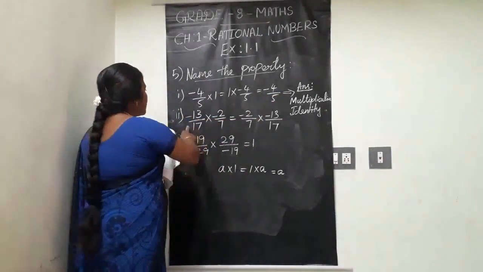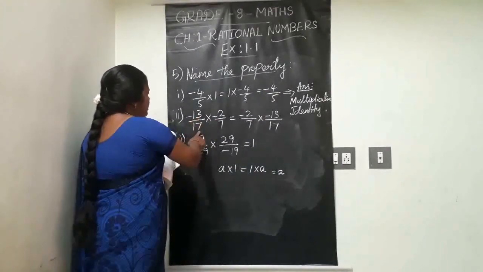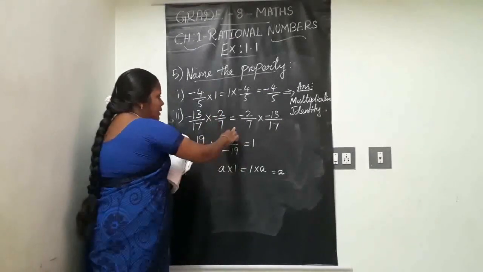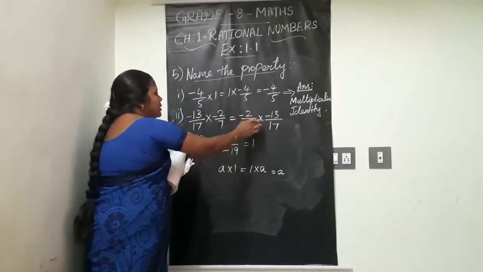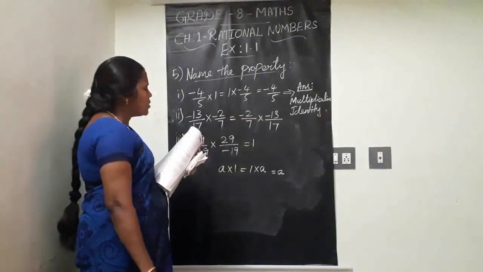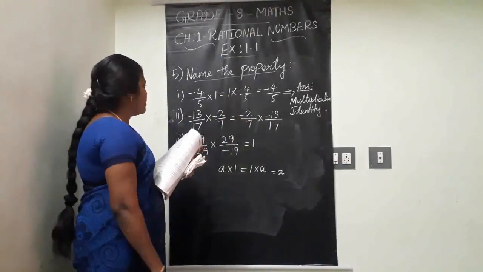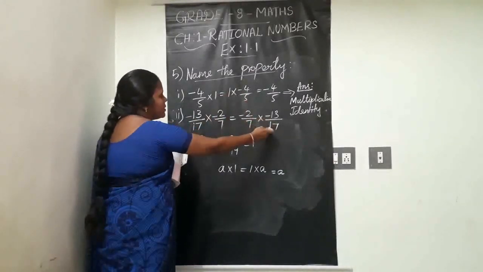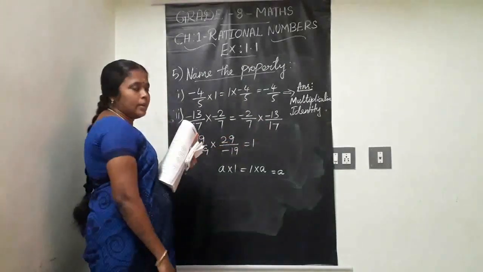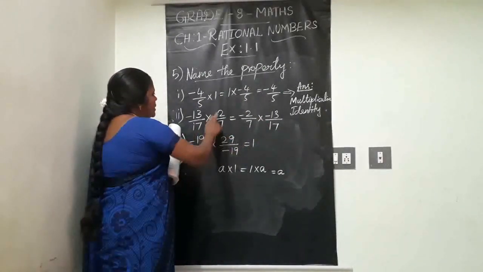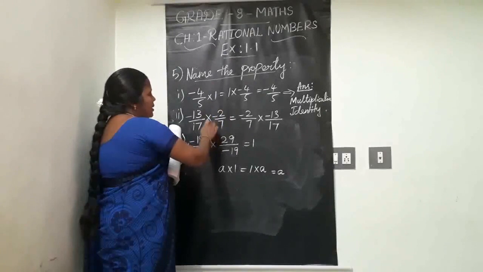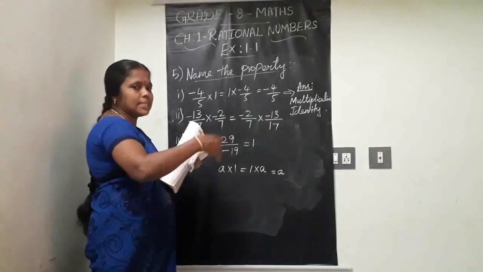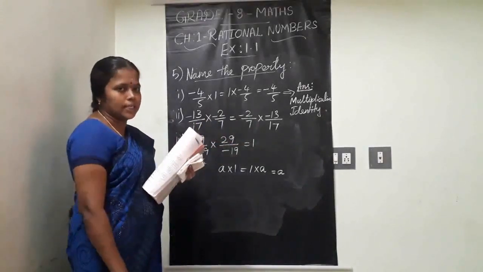Clear? Come to the second question. Minus 13 by 17 into minus 2 by 7 is equal to minus 2 by 7 into minus 13 by 17. What did you observe here? The first number, minus 13 by 17, is coming at the right hand side in the second place. At the left hand side the second number is minus 2 by 7, and that is present at the right hand side in the first place. That means only the place of the numbers changed.